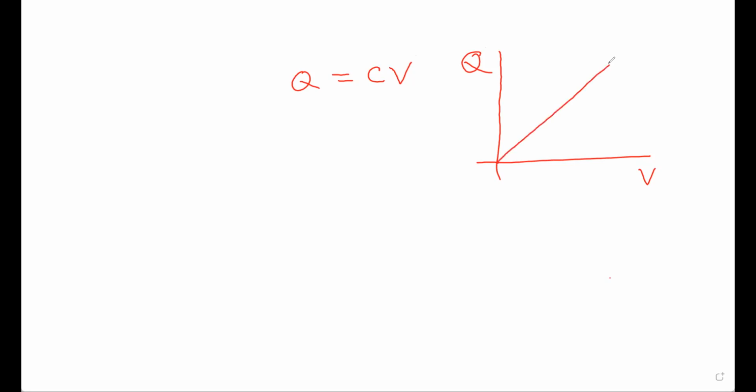And this is the graph for a particular capacitor, okay. If you compare this equation and this graph, you will see that the slope of this graph is equal to C. And this graph also tells us about the potential energy that a capacitor can store. And what is the potential energy a capacitor can store? That is equal to the area under this graph. Here graph means the straight line.